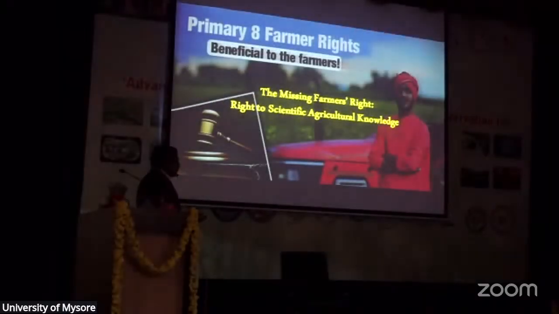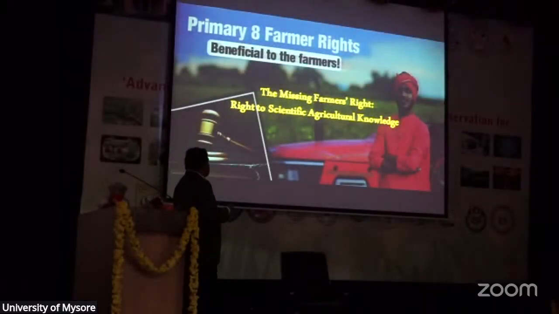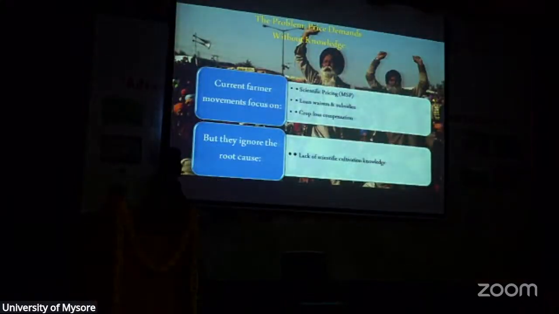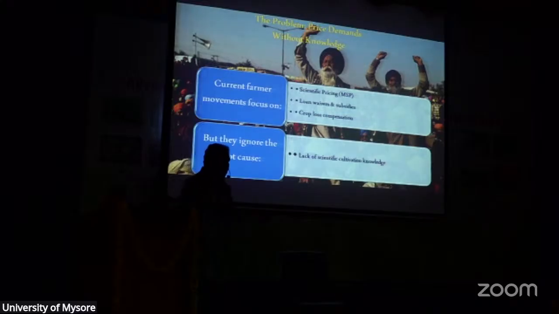And the missing farmers' right is the right to scientific agricultural knowledge. Our farmers are actually demanding scientific pricing, loan waivers and subsidies, crop loss compensation, etc. But no leader has ever asked for the right to scientific cultivation knowledge. So this is the missing piece; they ignore this root cause.